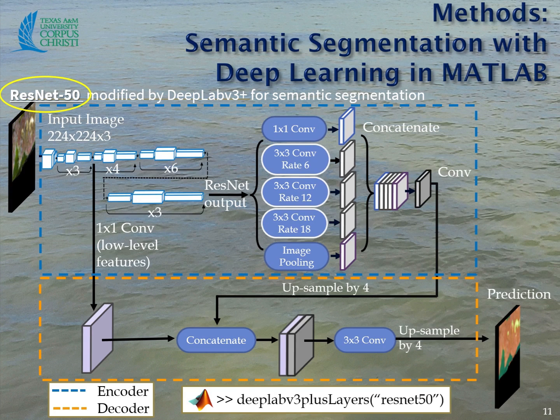This is similar to the previous with DeepLab version 3 for semantic segmentation. However, the backbone of the algorithm is now ResNet 50 instead of ResNet 18, implemented with the MATLAB function.